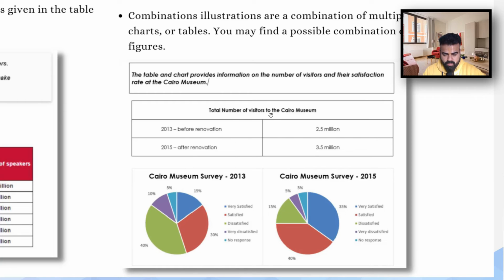So, number of visitors to Carrier Museum. Before renovation, I think they were around 5.5 million, and then after renovation 3.5 million. So that means the total number of visitors has increased. And then we have this feedback. We are provided with a pie chart to give us information on the feedback.